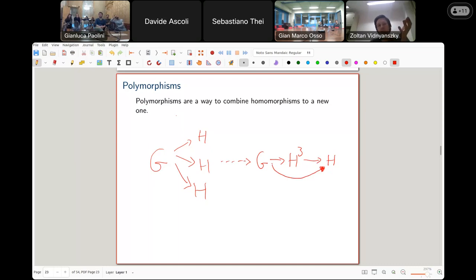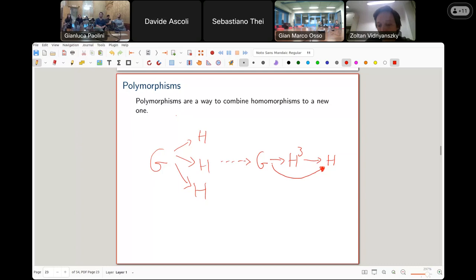I will say it as follows: if I have several solutions to a homomorphism problem and I have a polymorphism, then I necessarily get a new solution. And if I translate the previous example to this language, it says that if I have a graph and several, say three, two-colorings of the graph, and I take the majority at every vertex, then this is also a two-coloring.